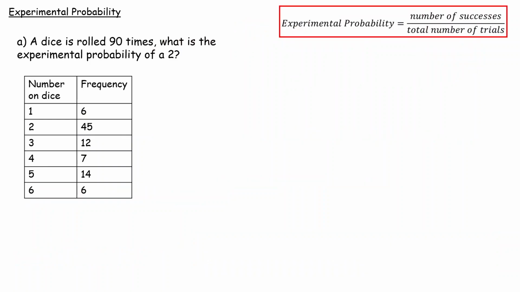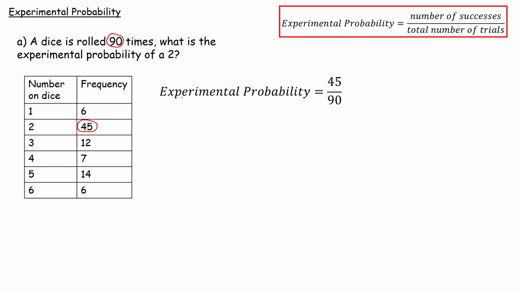So the same kind of question as before, the same thinking. We've got a dice rolled 90 times. What is the experimental probability of rolling a 2? Again, experimental probability is pretty much just normal probability. It is your number of successes. Well, how many times do we get a 2 here? Frequency means number of times, so we get a 2 45 times. Your total number of trials is going to be your total frequency, which if you add all of those up, we would get 90.